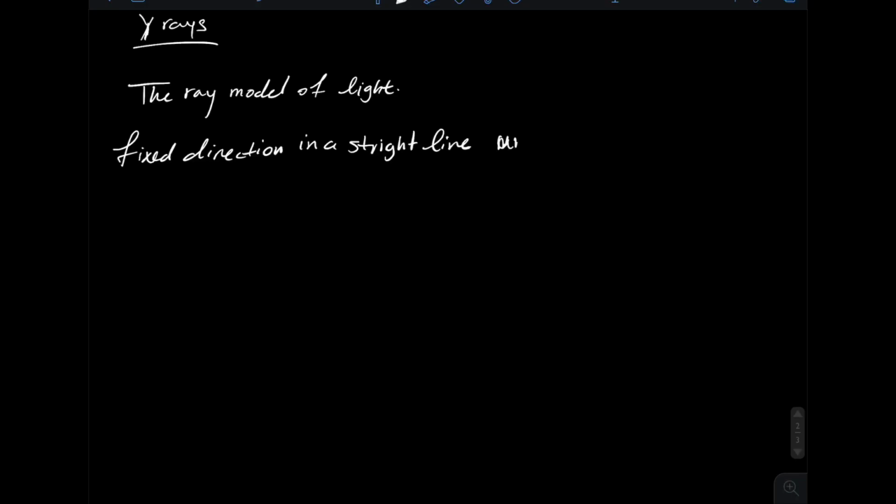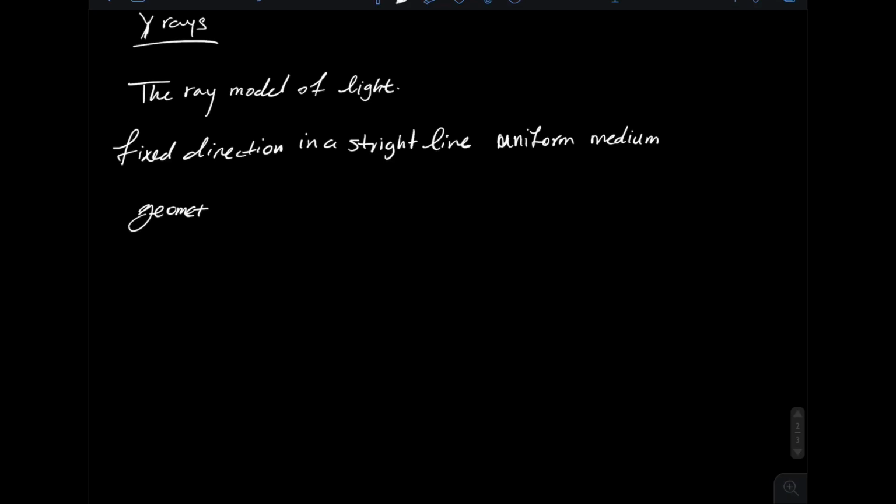A uniform medium, and it changes direction when it meets the surface of a different medium, or if the optical properties of the medium are non-uniform, either in space or time. Geometric optics, we have that. How can we define that? It is optics based on the ray model of light.